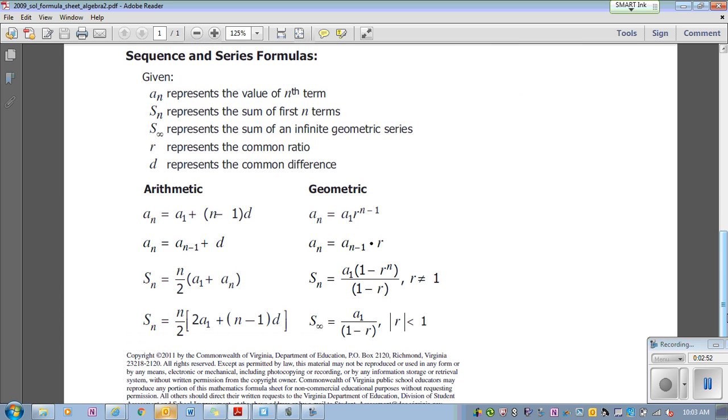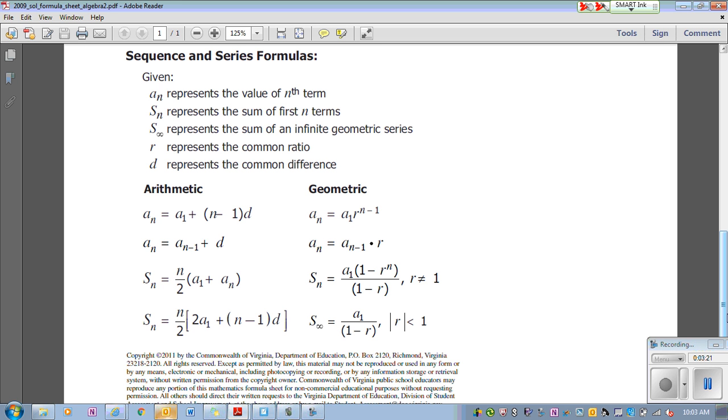Remember how last time we talked about recursive formulas and I told you what a sub n means, the number for a given term. n means the term. We talked about a sub n minus 1. We talked about all that stuff, right? In case you forget any of these, the formula sheet actually defines these for you. So that's pretty nice.